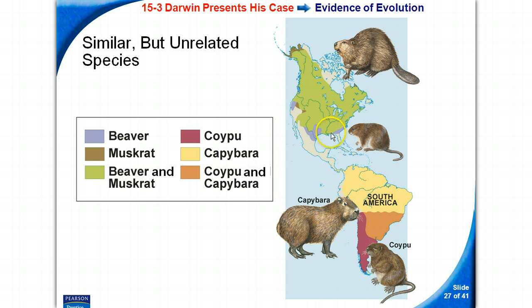Now the beaver and muskrat together are found all throughout the United States here and in Canada. And then at the very tip of Alaska up here, and this is Dutch Harbor and all the islands, this is the muskrat territory. So see, they're similar, but they're unrelated species.